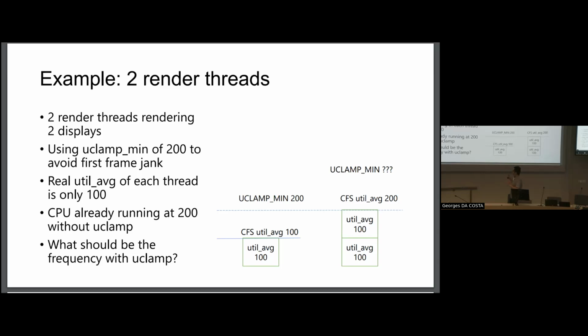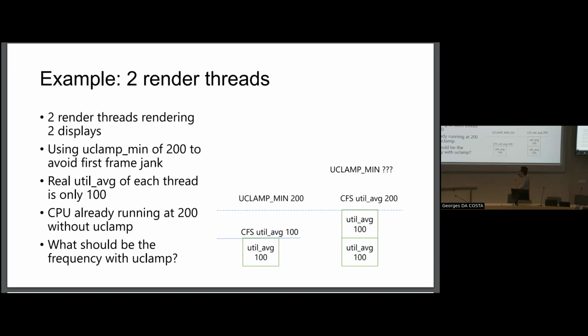Okay, that's all good. But what happens if somehow these two threads end up on the same CPU? Of course, I'm making it much simpler because in schedutil, there's also the 20% margin. So if you say 100 utilization, actually it will go to 120. But let's just make things simpler. If these two threads end up on the same CPU, each utilization is 100, so the total utilization is 200. So the CPU is already running at 200.